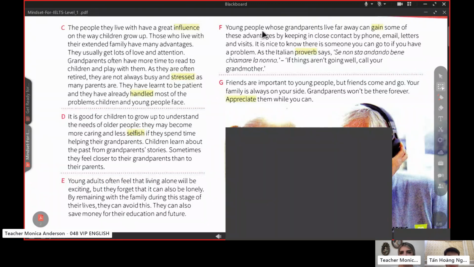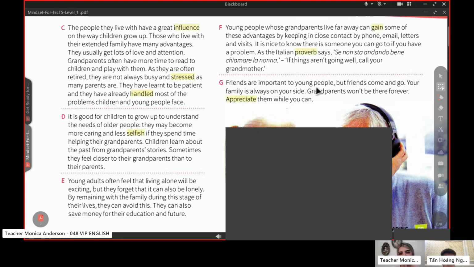Young people whose grandparents live far away can gain some of these advantages by keeping in close contact by phone, email, letters, and visits. It is nice to know there is someone you can go to if you have a problem, as the Italian proverb says. You don't need to read it, this is Italian. If things aren't going well, call your grandmother.